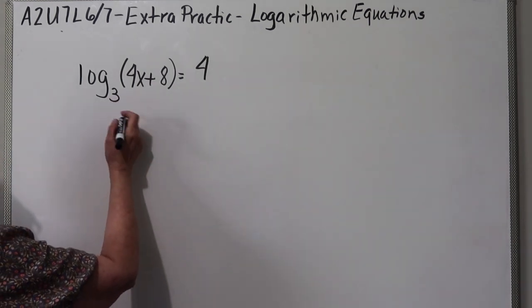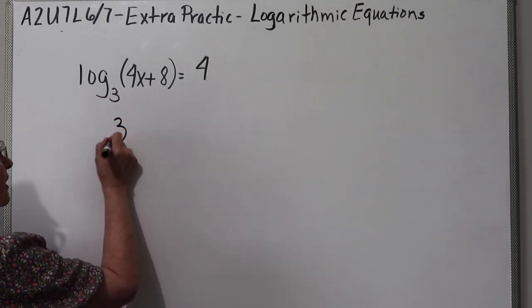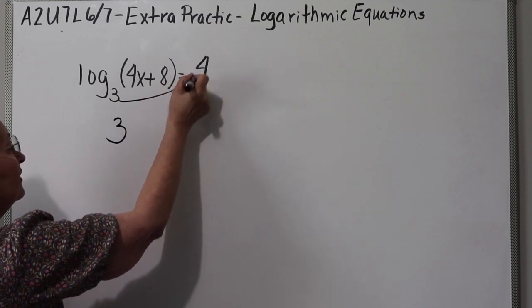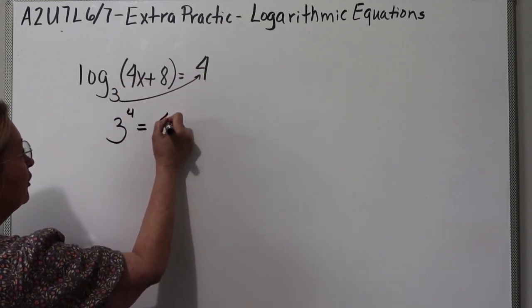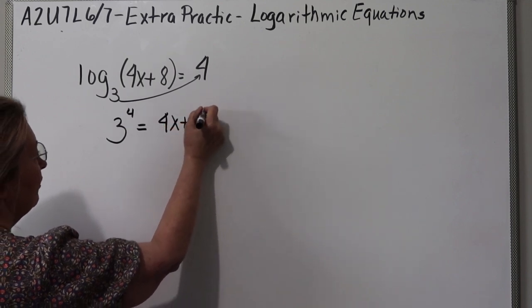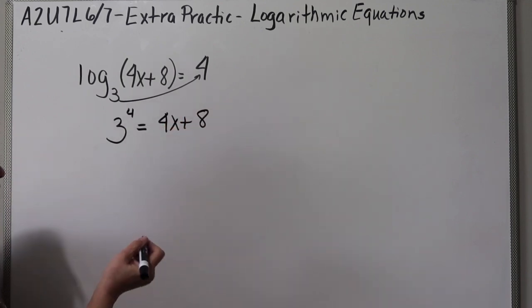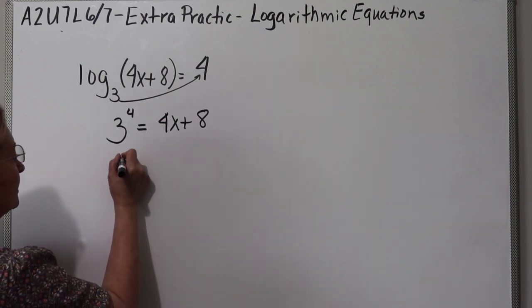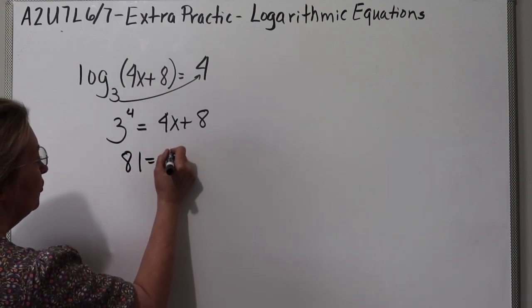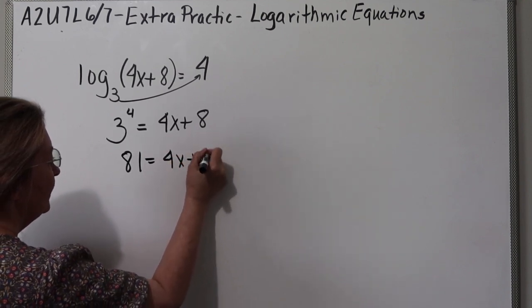Since this is an exponential problem, I'm going to take my base, swing around, this is my exponent, and then I'm going to leave it equal to my argument. That's what that number there is called. Okay? Now, how do we solve this? Well, what is the simplified form of 3 to the 4th power? 3 times 3 times 3 times 3 is 81 equals 4x plus 8.